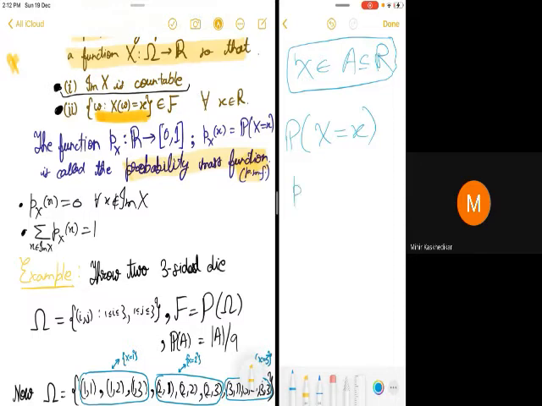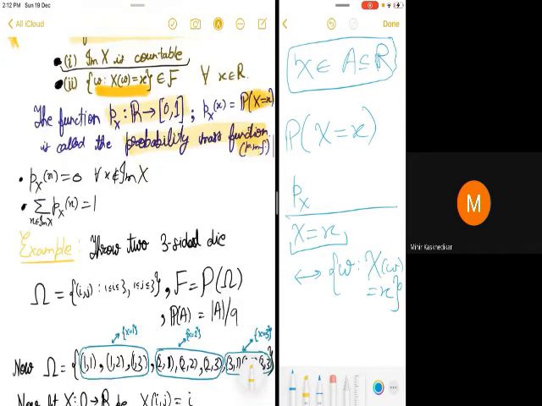So the probability mass function is a function from the reals to [0,1] such that the probability mass function evaluated at x, where small x is a real number, is just the probability that the random variable X takes the value small x. And by this we mean that it is the event which is the set of omega, our outcomes, such that X of omega is small x, since capital X is a random variable which is a function of omega.